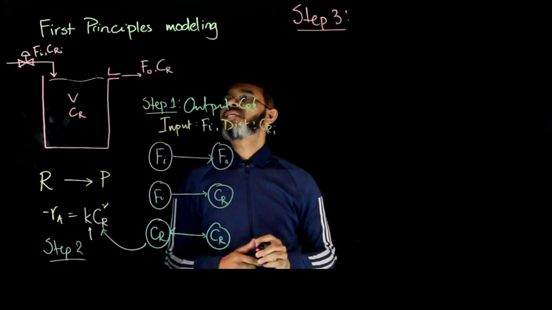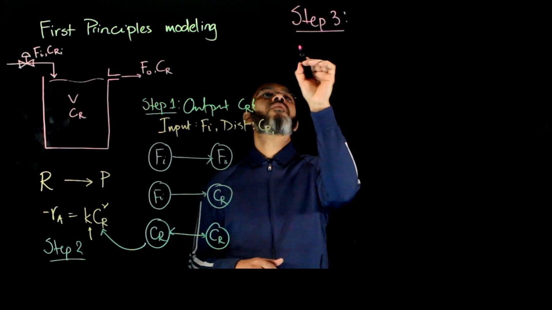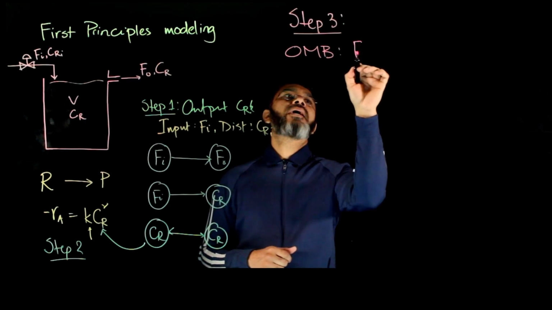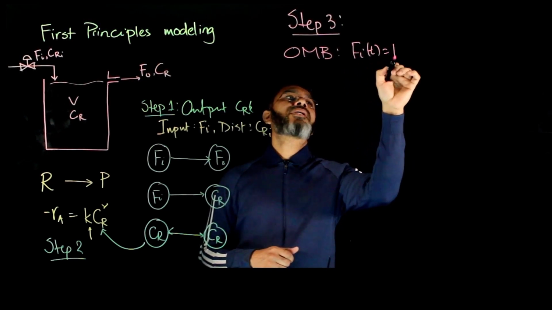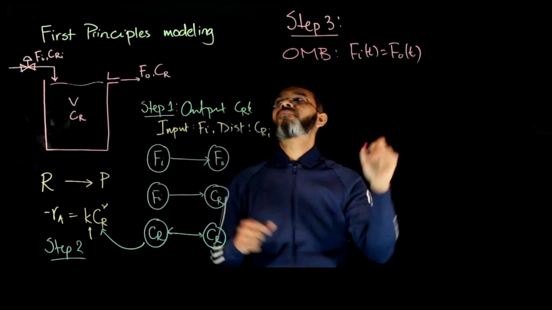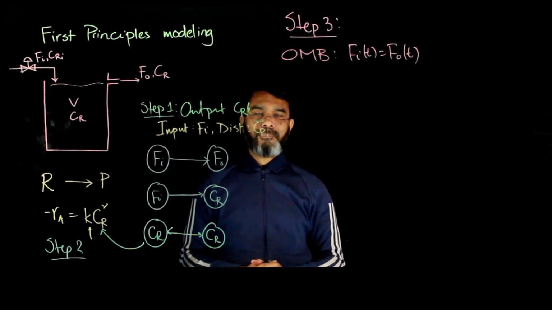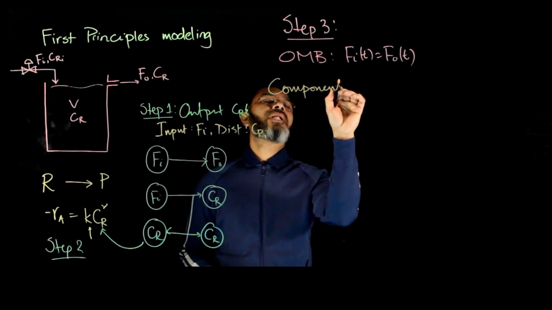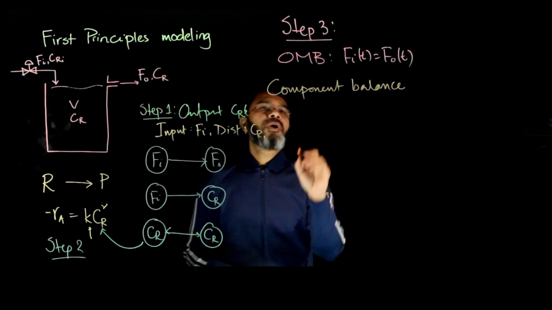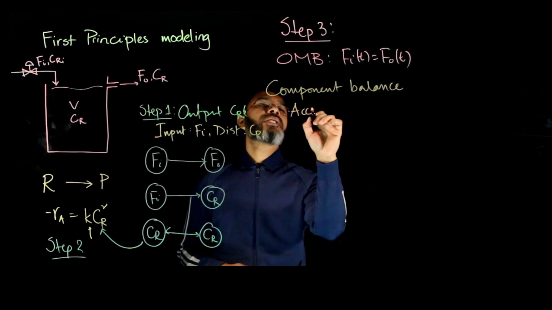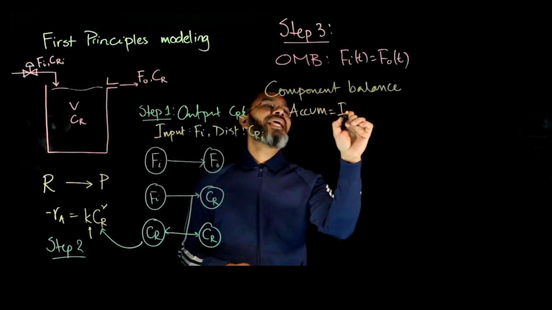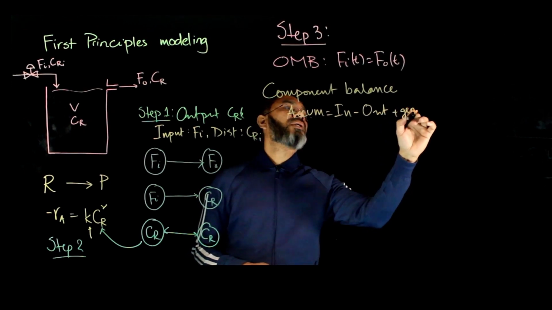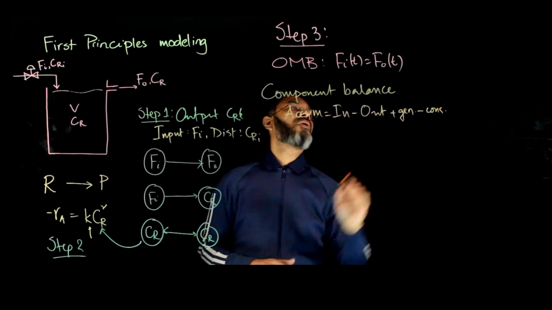So for step 3, for this case, if we write down the overall mass balance, we have seen for the tank case, we will end up getting Fi equals Fo, simply because it's a constant hold up. Now we'll move to the component balance, which is more relevant for the case. So for component balance, again, we'll have accumulation equals in minus out plus generation minus consumption.